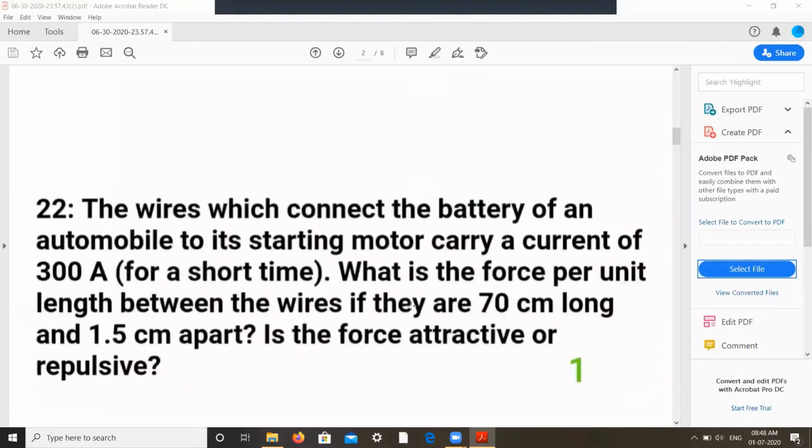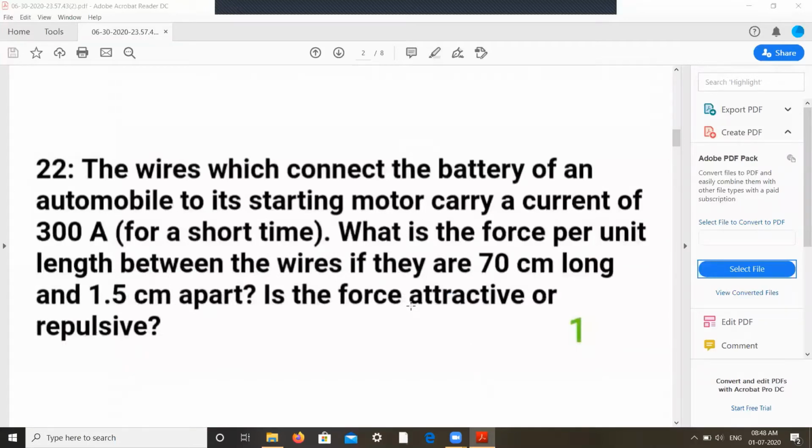Coming to the question directly, just go through this question and collect some information from this slide. The two wires are connected with the battery of an automobile to its starting motor. They carry a current of 300 ampere for a short time. So current is given to you. What is the force per unit length? Now you have to find force divided by length between the wires. They are 70 centimeter long, each wire, and they are separated by a distance of 1.5 centimeter.